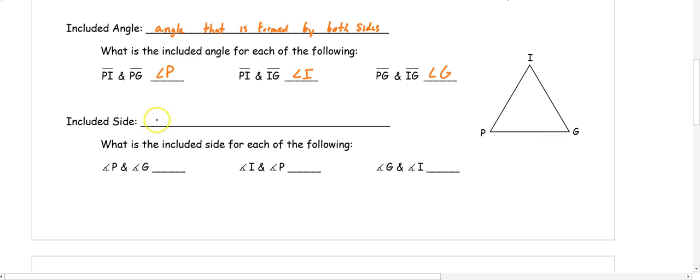An included side then is a side that touches both angles. So in this case, if I have angle P and angle G, the side touching both of them is PG. If I have angle I and angle G, the side touching both of those is IG. And if I have the angles I and P, the side being touched by both angles is PI.